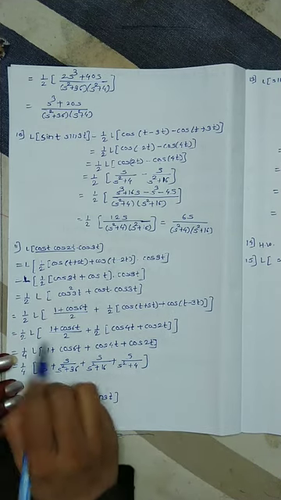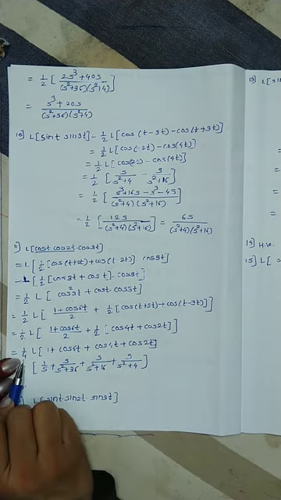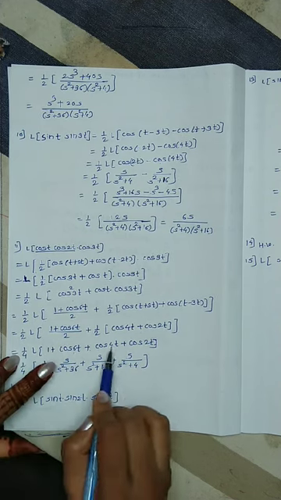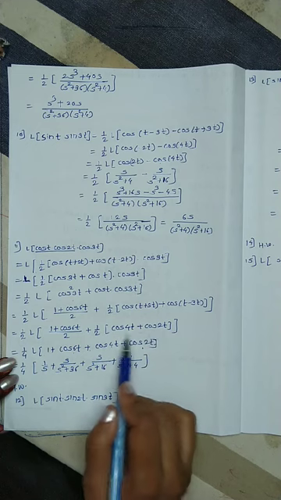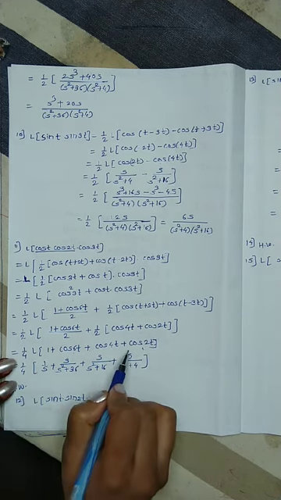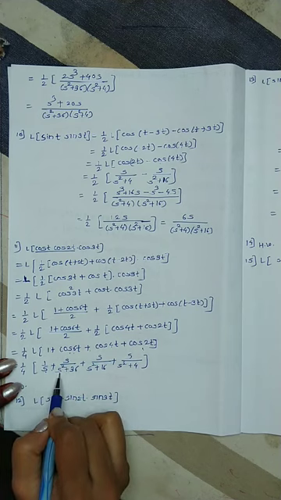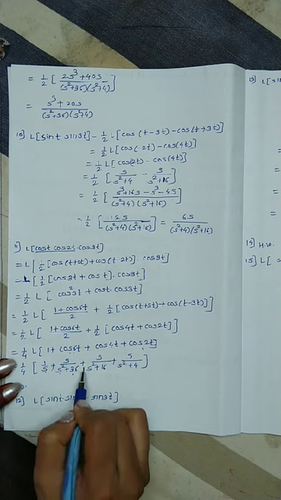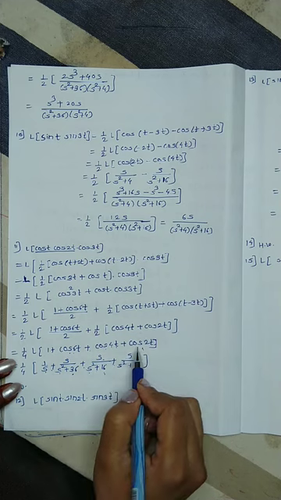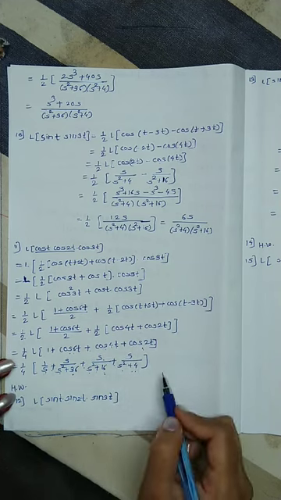Now apply Laplace inside, take 1 by half, 1 by half outside, we get 1 by 4 here, and in the bracket we get 1 plus cos 6t plus this bracket. No need to keep the bracket now, apply Laplace inside. Laplace of 1 is 1 by s, plus Laplace of cos 6t is s upon s square plus 36, plus Laplace of cos 4t is s upon s square plus 4 square, plus Laplace of cos 2t is s upon s square plus 2 square. This is the answer.